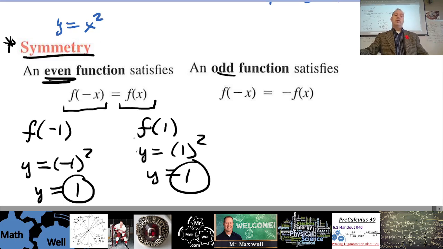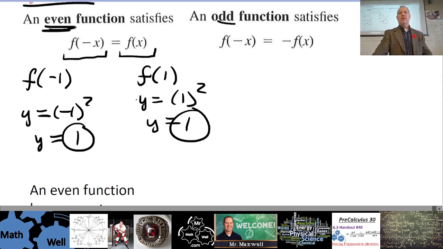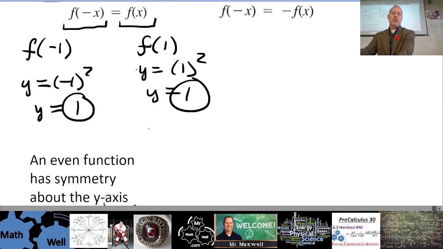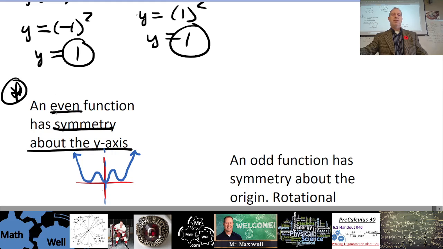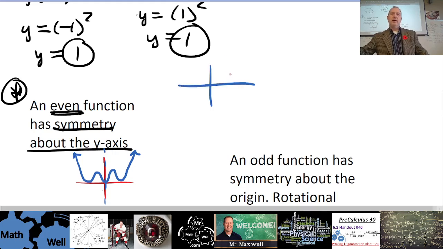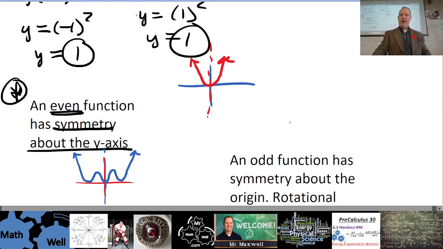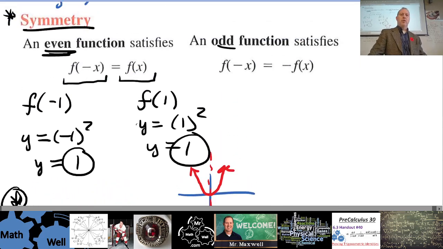And it does have some symmetry. Now, the symmetry that we will talk about, I don't need to fully talk about it now because it'll come up later, but if you consider what quadratics looked like, an even function has symmetry about the y-axis. So you might want to write that down. If it's even, it has symmetry about the y-axis. In our case, y equals x squared is symmetrical about the y-axis. That means the axis of symmetry is right on the y-axis. So an even function has symmetry about the y-axis always.